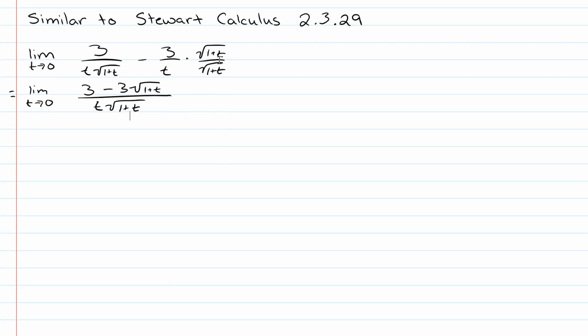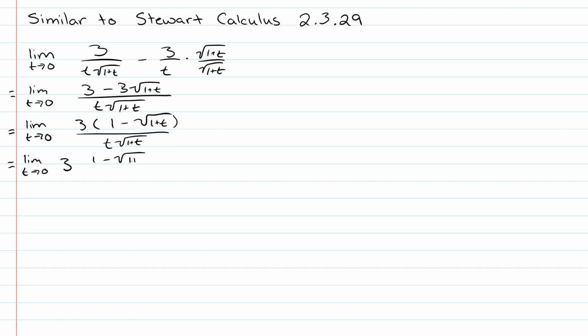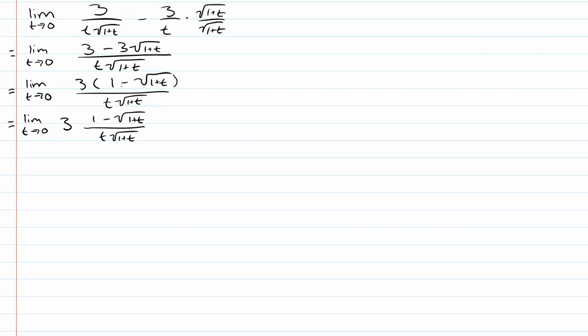The next thing I'm going to do is factor out the 3's here. If I can factor out that 3, then I don't have to deal with it while I'm working on the rest of the problem, and that'll make things a little bit simpler. So that's going to give me the limit as t goes to 0 of 3 times 1 minus the square root of 1 plus t, over t times the square root of 1 plus t. Well, that is exactly the same as if I brought that 3 out front. So I can bring the 3 out front. That leaves me with 1 minus the square root of 1 plus t on top and t times the square root of 1 plus t on the bottom.